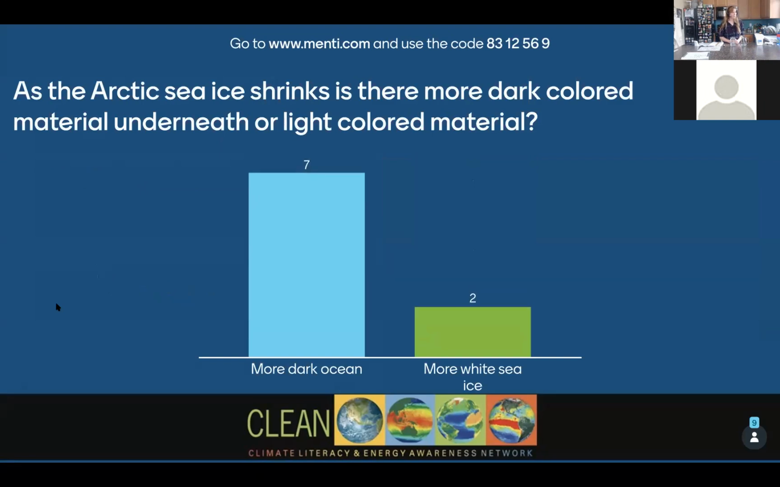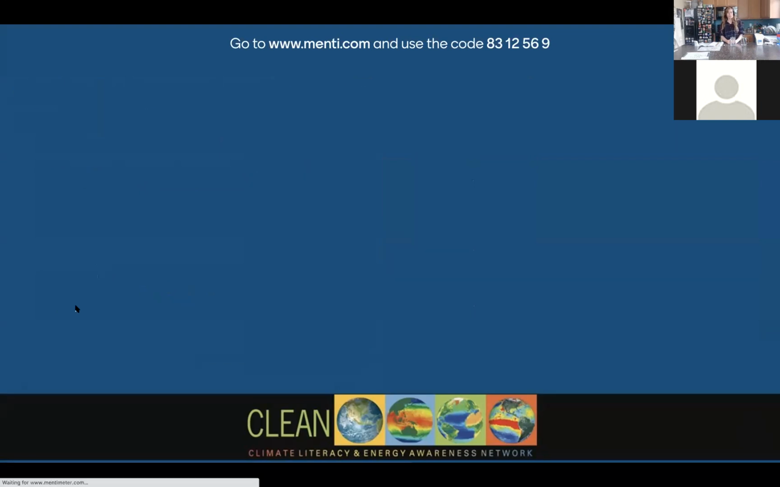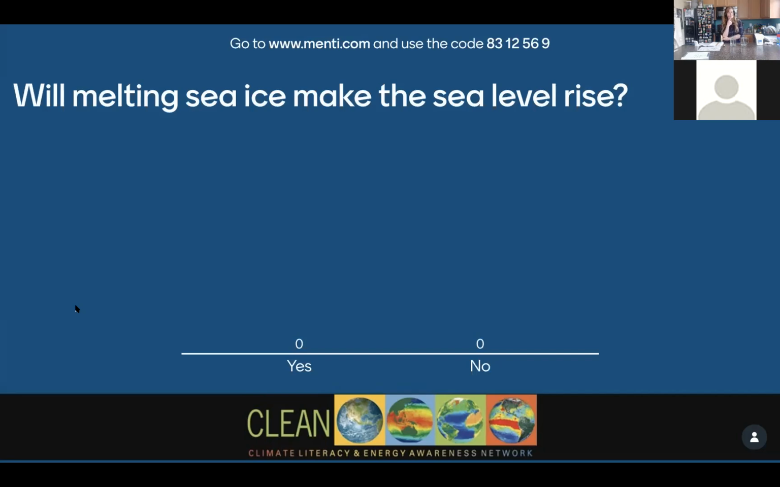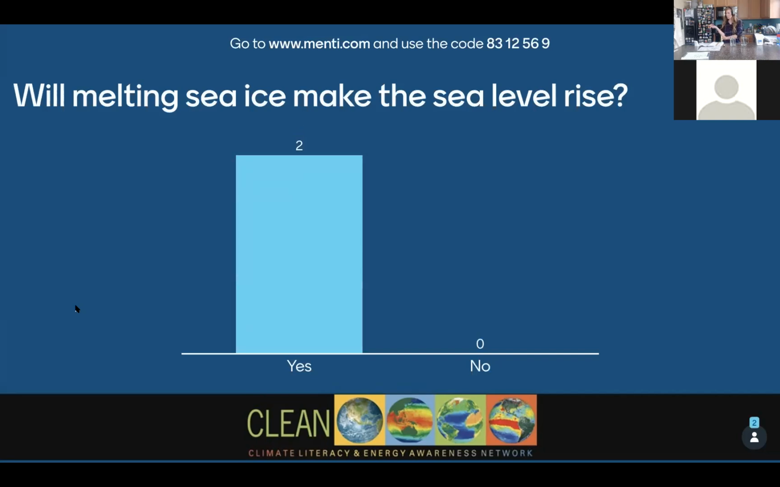Great, so there is more dark ocean, right? As the climate warms and the sea ice shrinks, it reveals more dark ocean underneath. So the next question is, will melting the sea ice make the sea level rise? Do you think yes or no? Yes, interesting. Wow, a lot of people say yes. There's a few that say no.